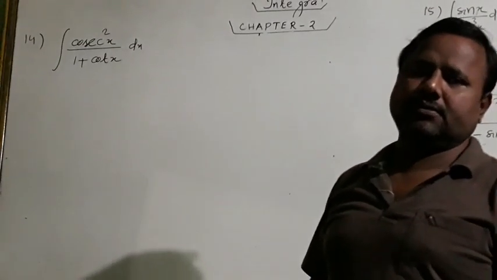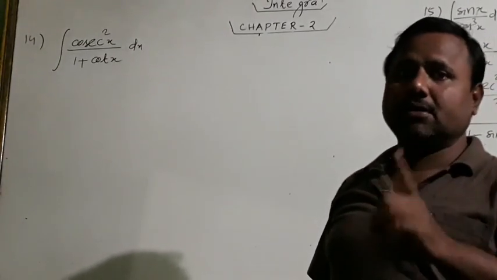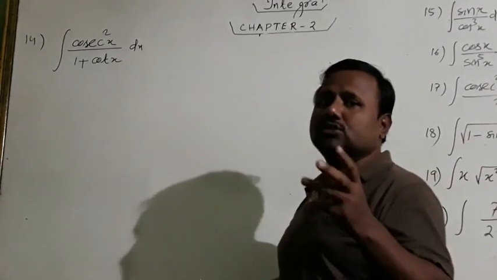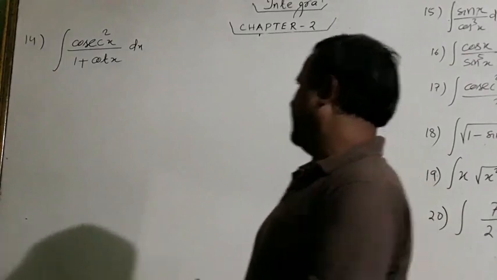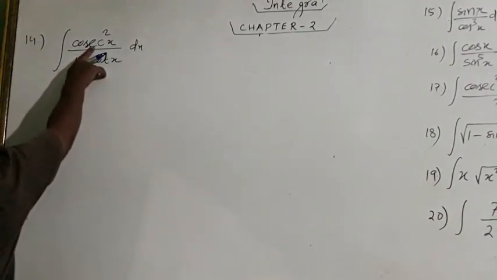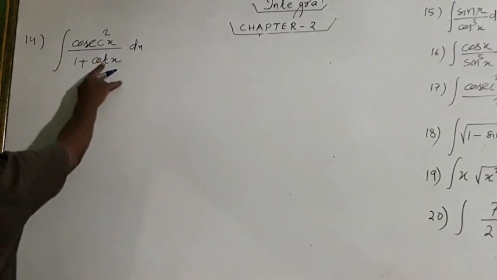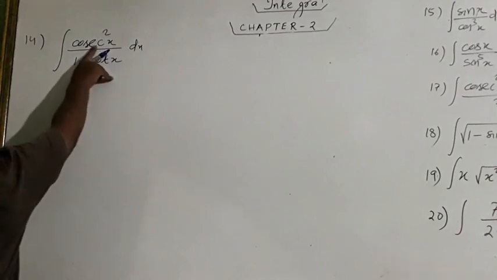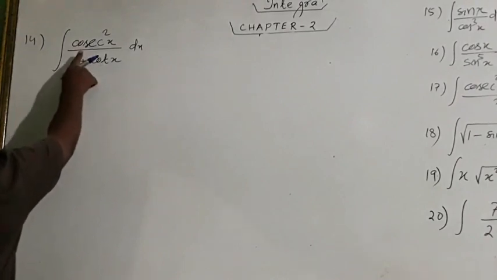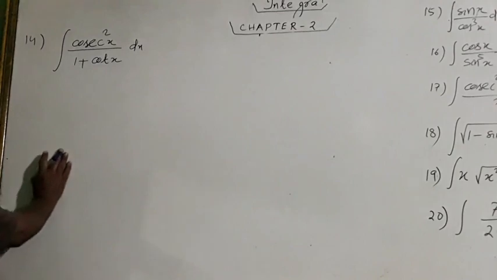Previously I told you that you have to remember the derivative formulas. Look at here and tell me whose derivative is what. My question is, here two things, that is cosec square x and here cot x. Is the derivative of cosec square is what? Is it cot x? No. Derivative of cot x is minus cosec square x. And derivative of 1 is 0.